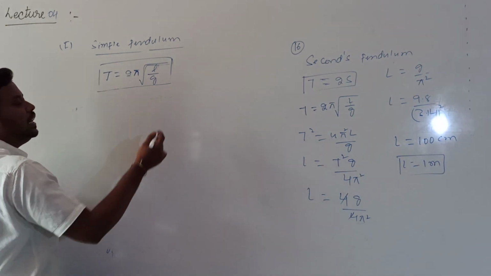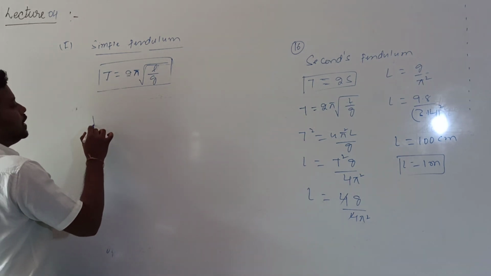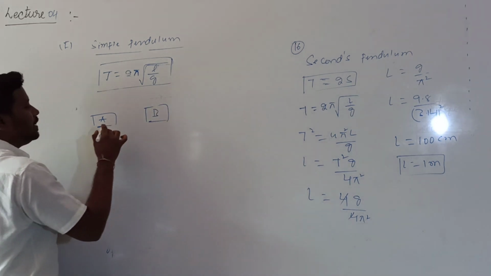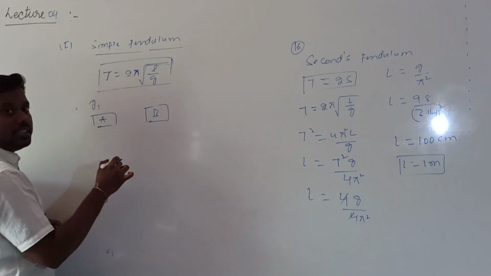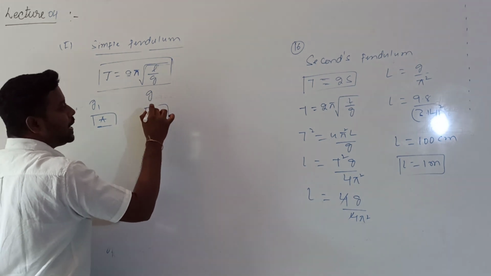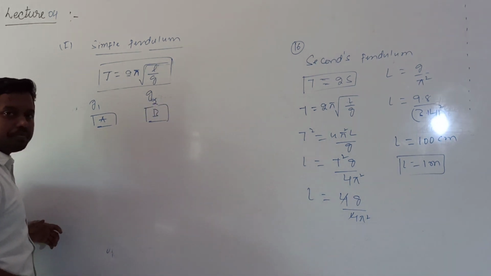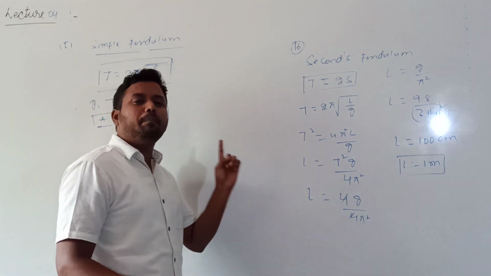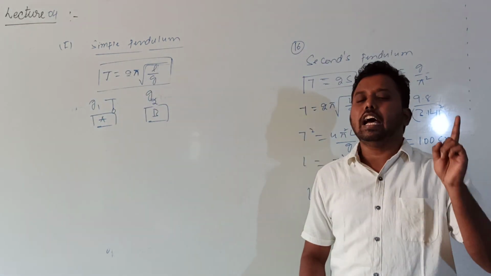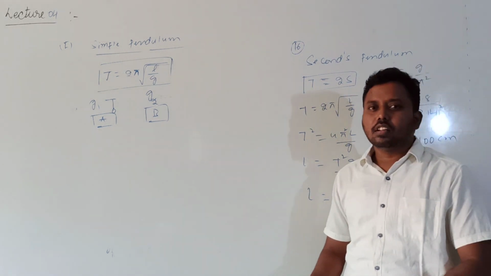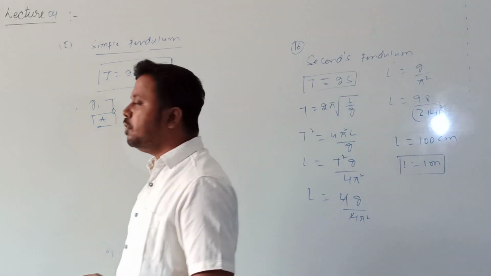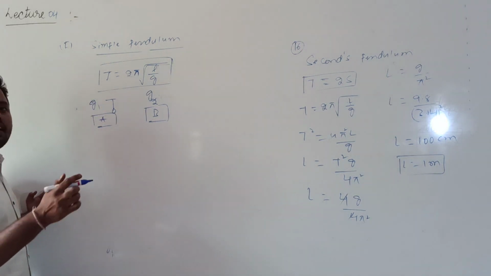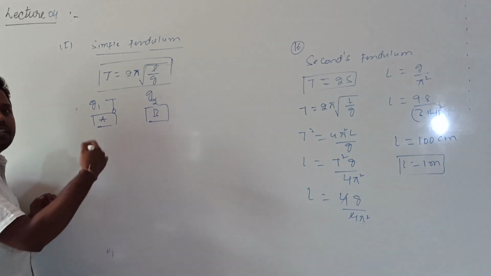Now let us see something related to the seconds pendulum only. The seconds pendulum is taken from one place to another place. This is place A where acceleration due to gravity is g1, and here in place B acceleration due to gravity is g2. Which pendulum is taken? The seconds pendulum is taken. A seconds pendulum means wherever it is, the time period should be equal to 2 seconds. To maintain the same time period, but when it goes from one place to another, you know that acceleration due to gravity changes from place to place.